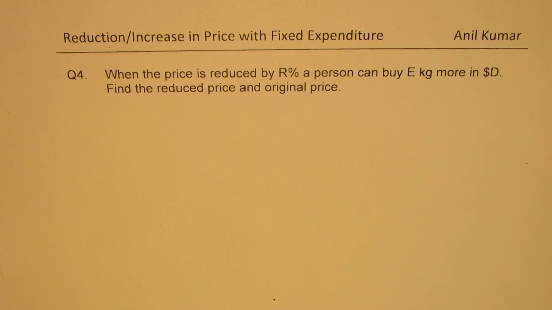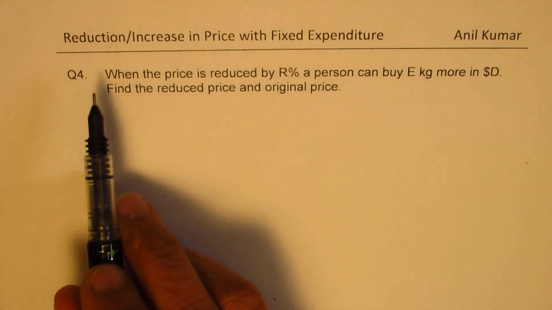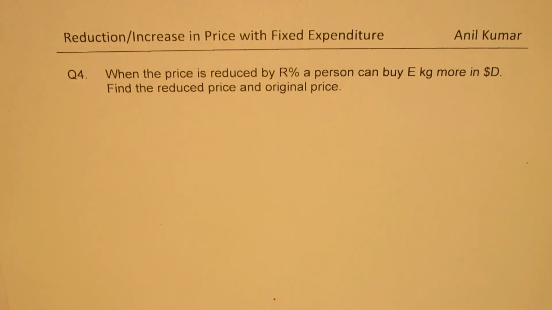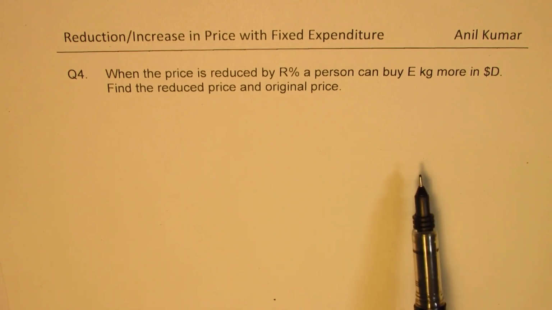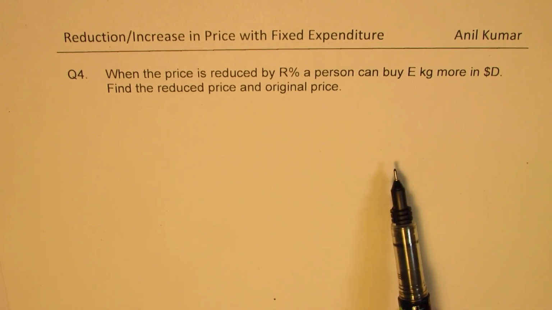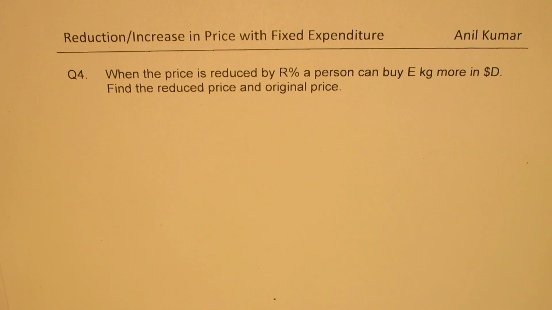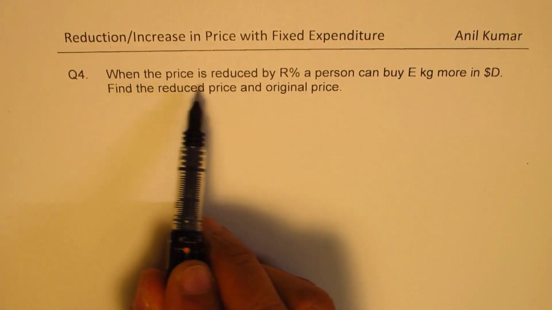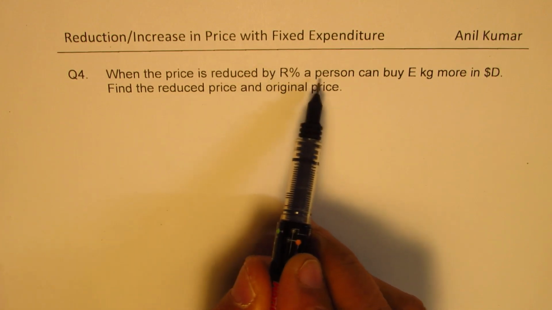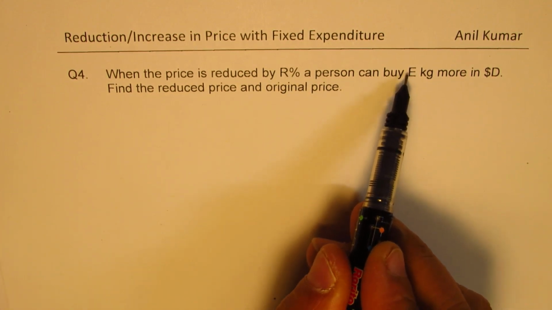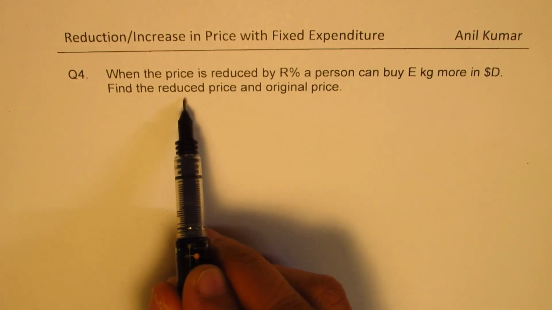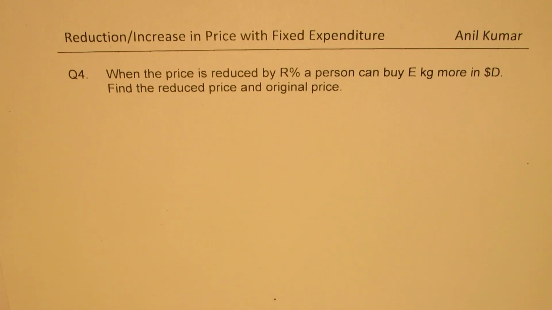So now let's move on and develop a general formula to solve the equations related to reduction and increase in price with fixed expenditure. You may decide whether to use this particular formula or the method which we learned for solving questions number 1, 2, and 3. The question now is, when the price is reduced by R%, a person can buy excess E kg more in dollars D. Find the reduced price and the original price, right?